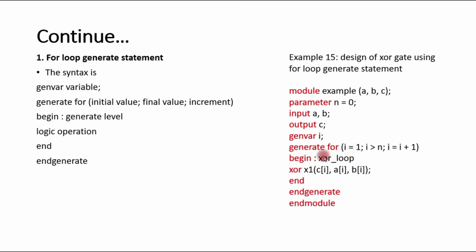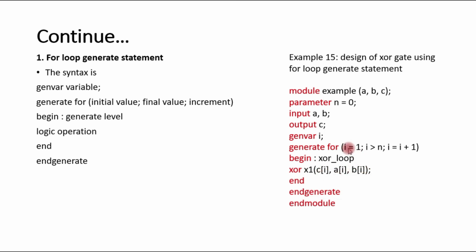Then begin colon xor_loop. This one is the generate loop name. We can give any name here, and XOR label of XOR is x1 and inside bracket output C, then inputs A and B. XOR is a reserved keyword used for XOR operation. So we are using an instance here, that is XOR, and using this instance we are generating multiple copies. So XOR label x1 C[i] A[i] B[i].